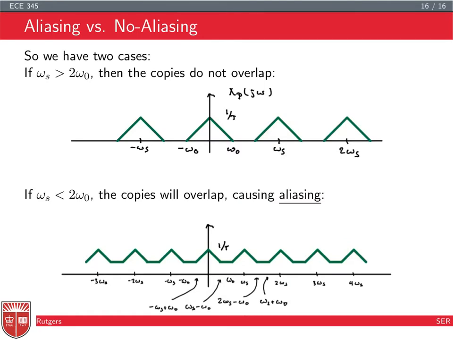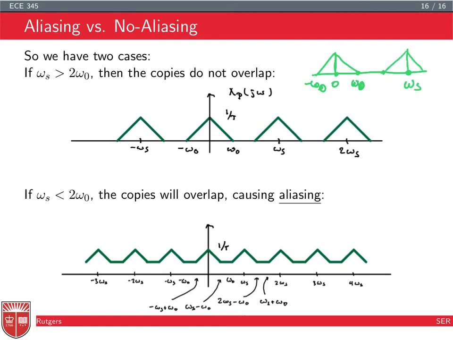Therefore, I have two cases. It depends on how ω_s compares to ω_0. So if you go back to the previous picture, what did I have? Let's suppose my original signal was centered at 0, and you had here ω_0, and here ω_s and minus ω_s. You know that the other copy is going to be centered at ω_s, right?